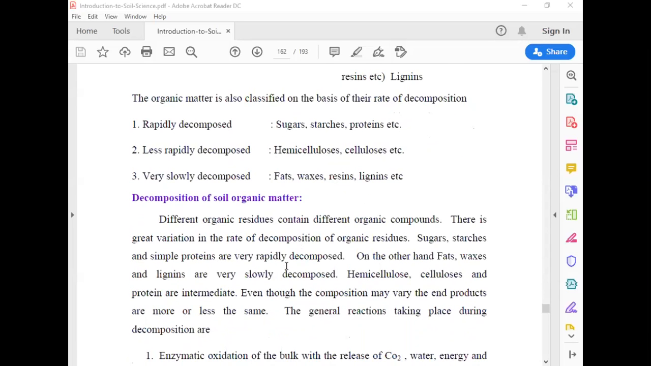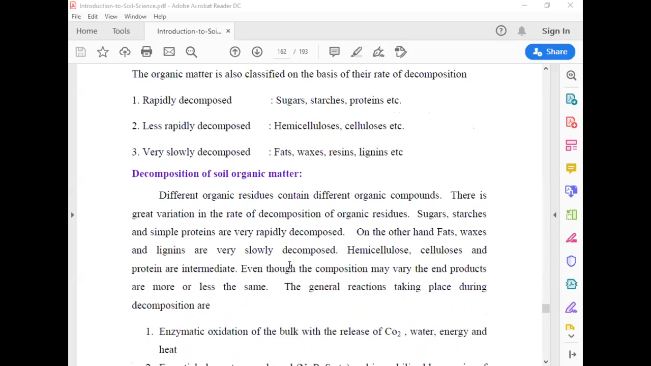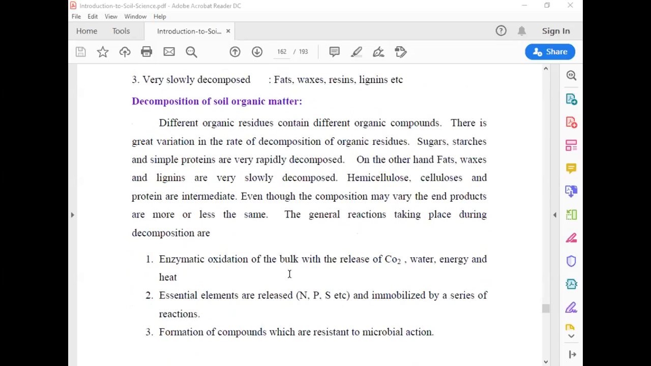The very first and foremost important part for improving soil health is the decomposition of organic matter, which is accomplished by enzymatic oxidation of bulk with release of CO2, water, and energy. Then essential elements are released, that is NPS, with production of organic acids, and immobilized by a series of reactions.